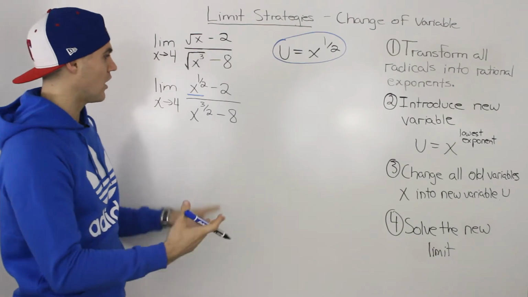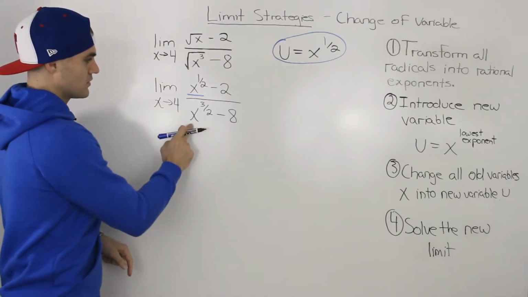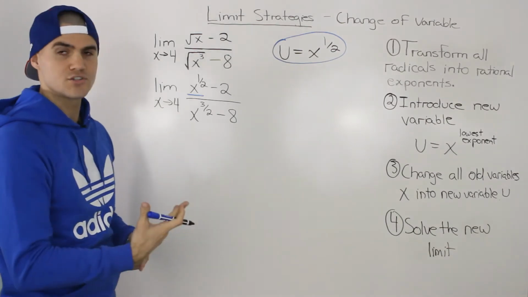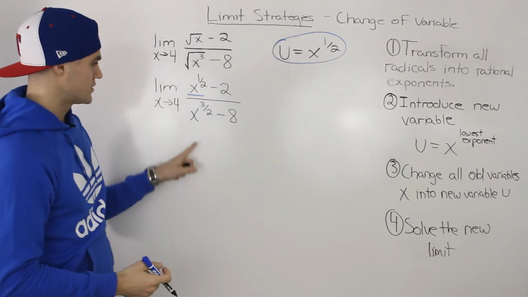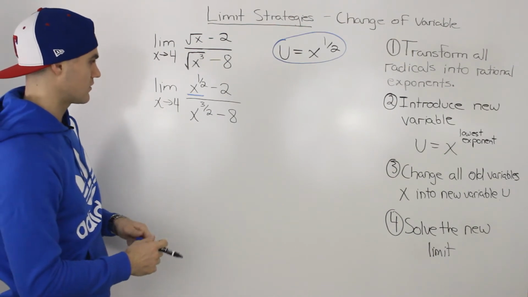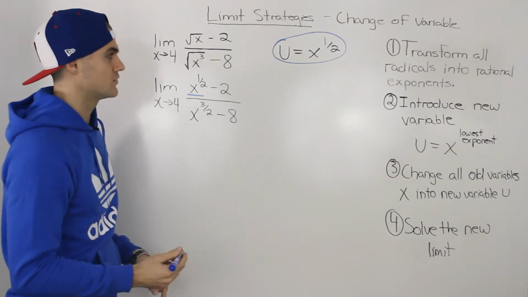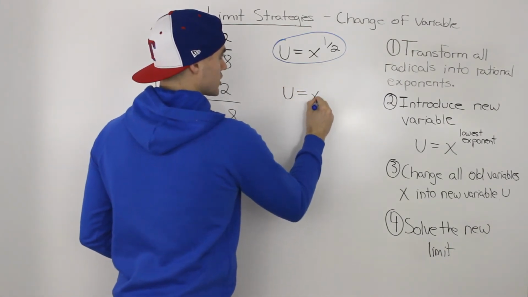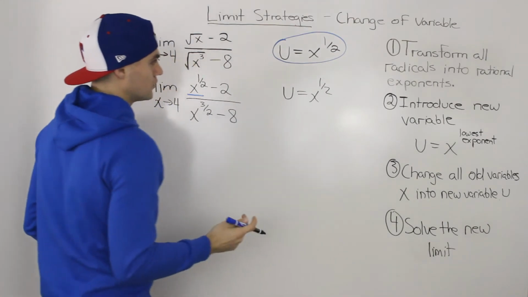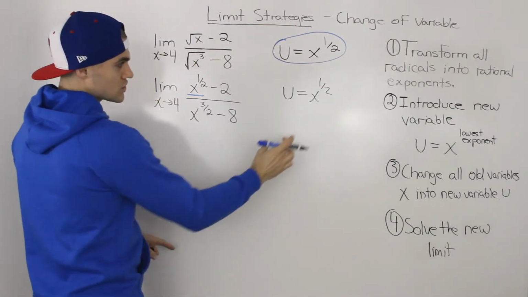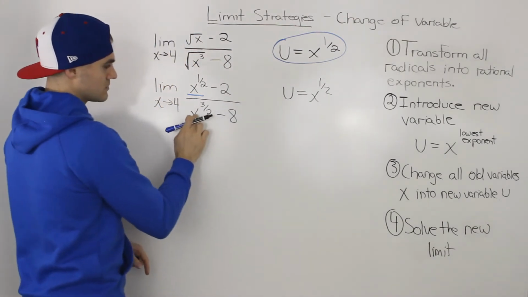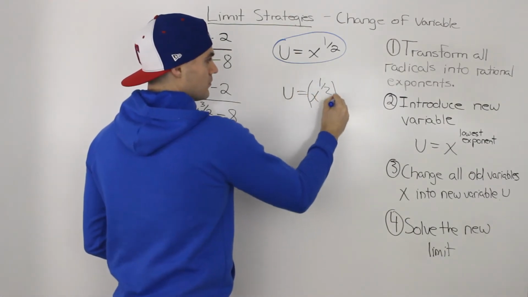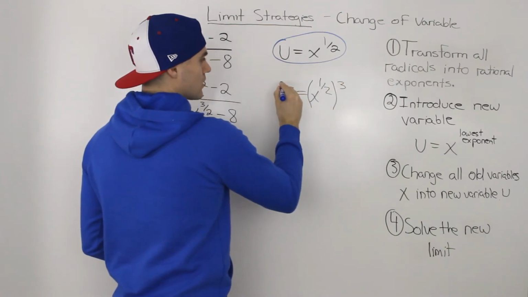We have to change all the other x variables, so this x to the power of 3 over 2 and this expression as x approaches 4, into the new variable u. So let's start off with this expression here, x to the power of 3 over 2. Let's rewrite our general introduction that we made of the new variable u. How can we change this x to the power of a half to be x to the power of 3 over 2? Well, we can take both sides to the power of 3.